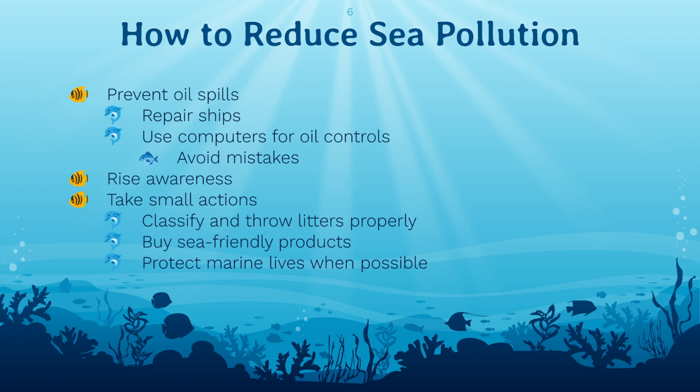One of the biggest things we can do is to raise awareness, and that is an example of taking small action. We can classify and throw litter properly, so recycle in the recycling bin, not the ocean. Buy sea-friendly products. For example, ocean recycled plastic bottles. You might have seen those ocean recycled plastic bottles on advertisements recently. Protect marine lives when possible. One good way is to donate to aquariums and such NGOs which are on the mission to protect sea lives.